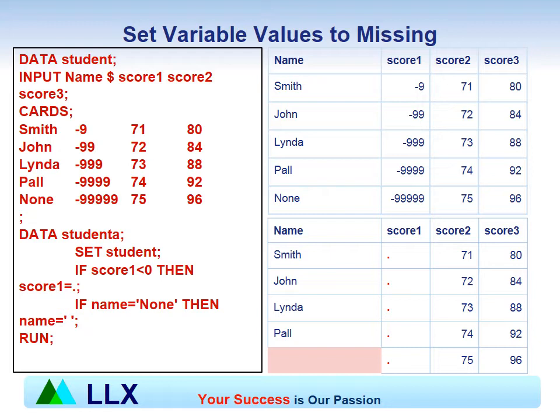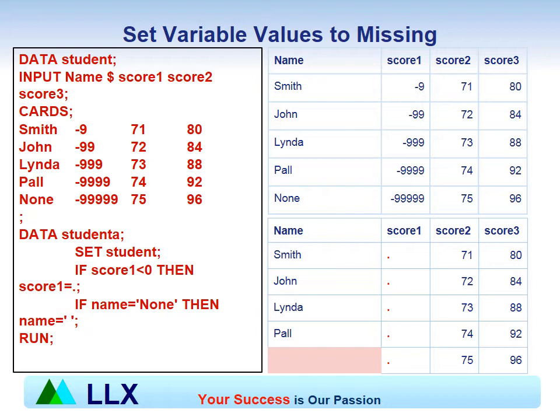On the left side of the screen, you can see the syntax used to do this. A new dataset is created called student A, which is a set of the original dataset student. An if-then statement is then used to find all values of the variable score1 that are less than 0, and then setting those values to a missing value. Another if-then statement is then used to find when the variable name has the value none, and then setting that value to a missing value as well.